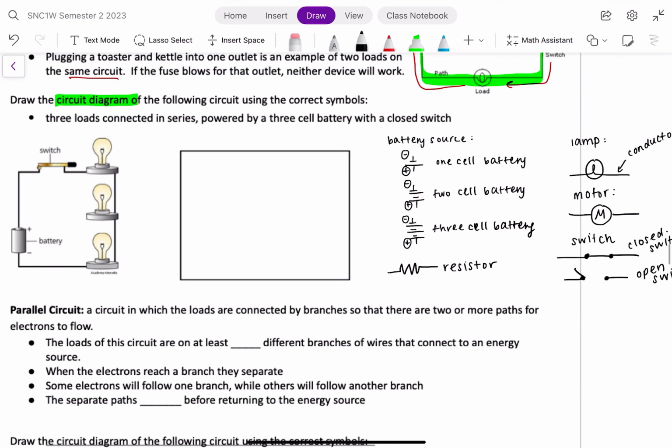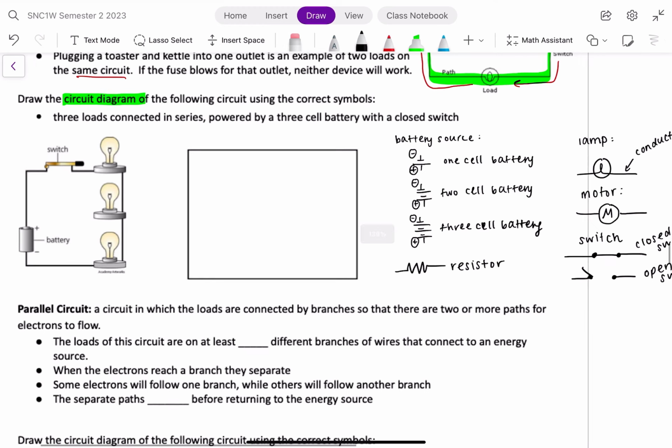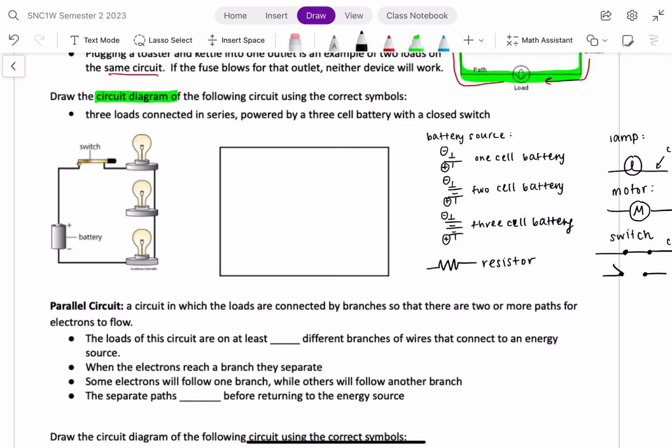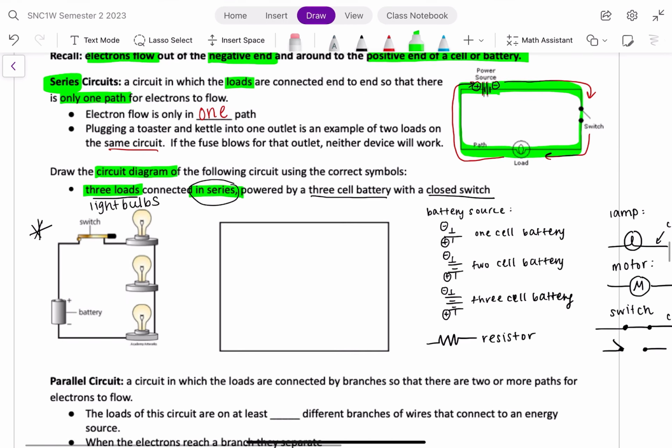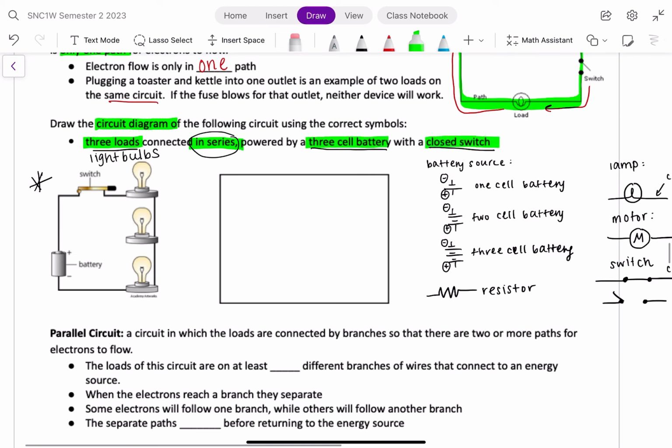Okay, so let's take a look at the first example. It says draw a circuit diagram of the following circuit using the correct symbols. So there are 3 loads. In this case, when you see loads, you can automatically think light bulbs. Connected in series, powered by a 3-cell battery with a closed switch. So let's highlight all of our necessary parts. So there are 3 loads. They're connected in series, meaning they follow each other one after the other. 3-cell battery and a closed switch.